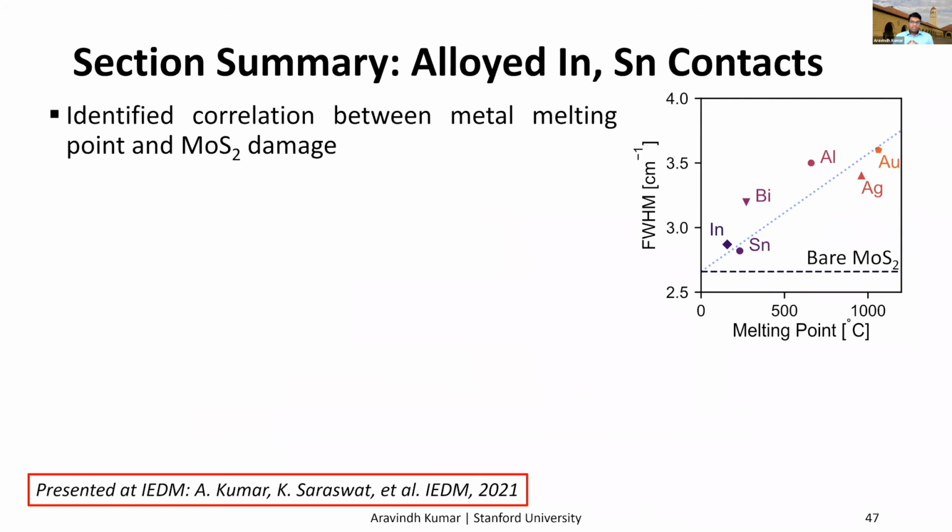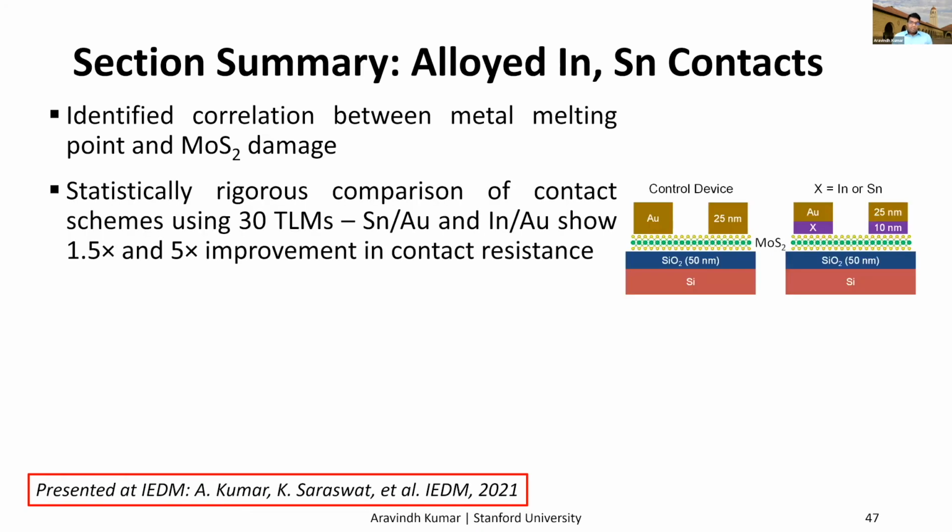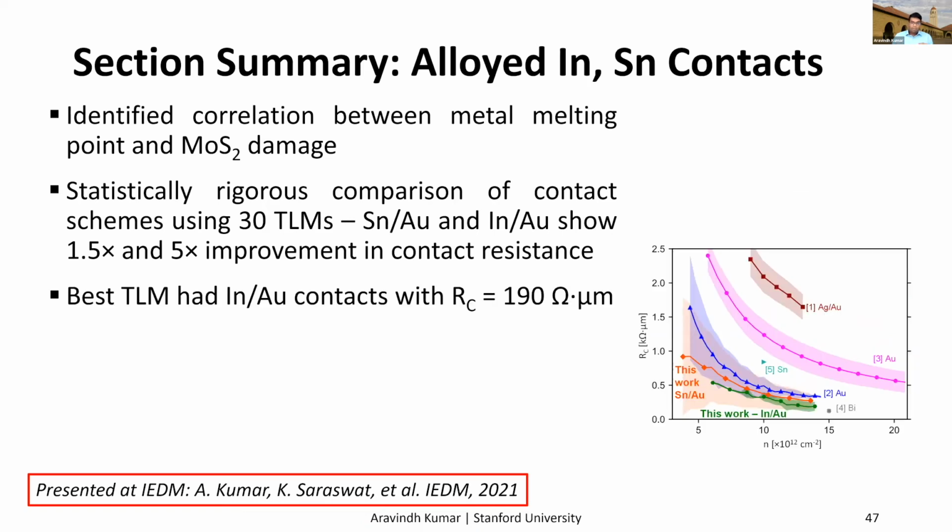So summarizing this section, we identified a correlation between the metal melting point and the MoS2 damage. So lower melting point metals like indium and tin induce the least damage among the metals. Then we presented a statistically rigorous comparison of these contacts by testing 30 TLMs each. And we see that indium gold improves on the pure gold contact by about 5x. And the TLM with the lowest RC had indium gold contacts and showed 190 ohm micron RC. And this is among the lowest shown on monolayer MoS2.